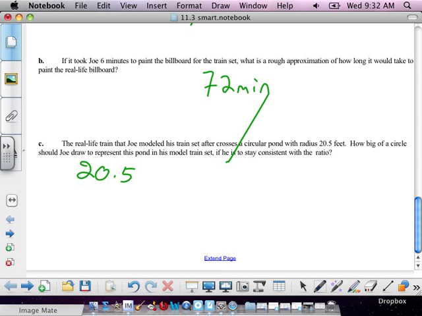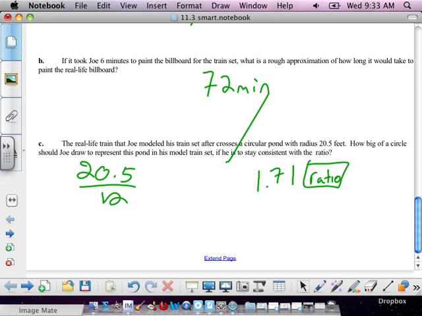You would divide this by 12. Good. So if we're going from real life to the train set, we divide. If we're going from the train set to real life, we do what? Multiply. So it should be 1.71 is what the train set should be.